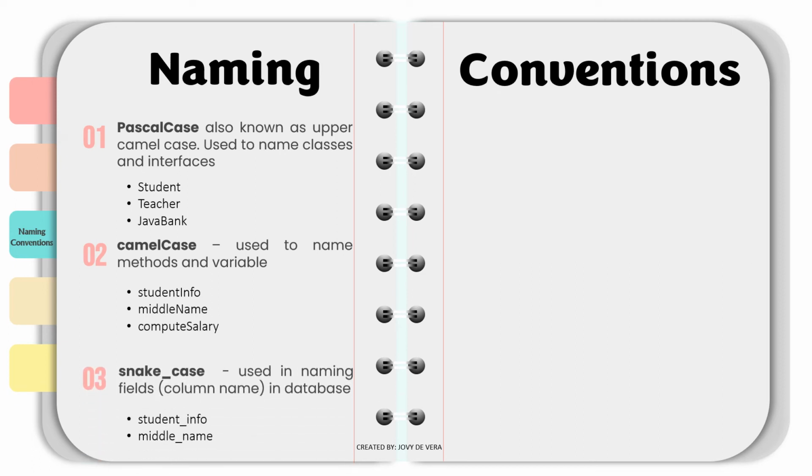Next, we have the snake case, used in naming fields, column name in database. So usually this is applicable if you are going to create database, the snake case. So if you're going to join two words, you're going to join it with underscore. The next one, the fourth one, is a kebab case. So used in naming IDs and classes in HTML. So there is a dash between words.